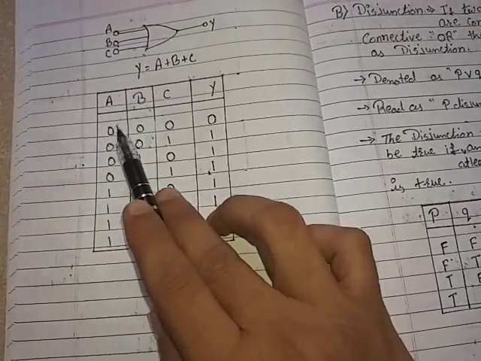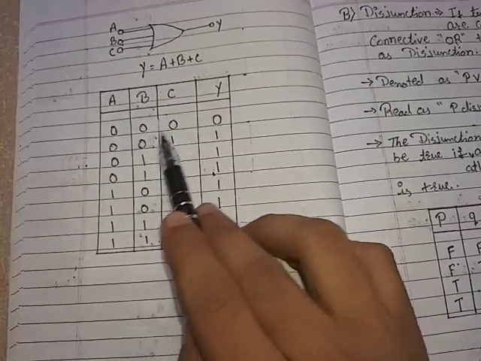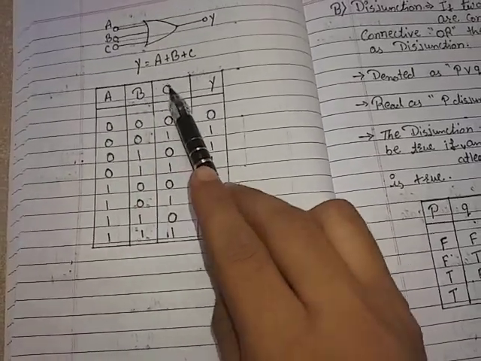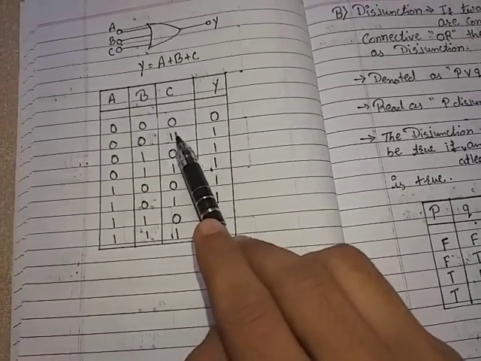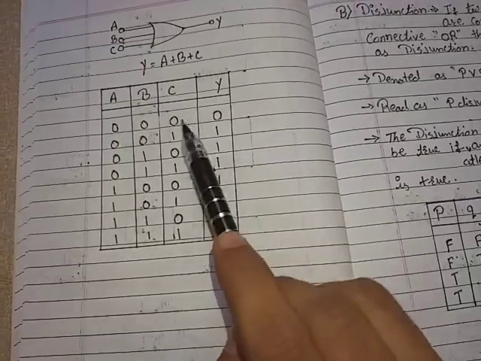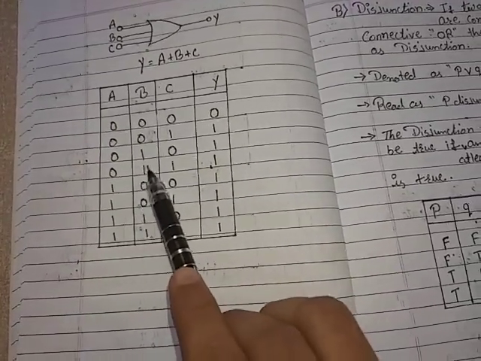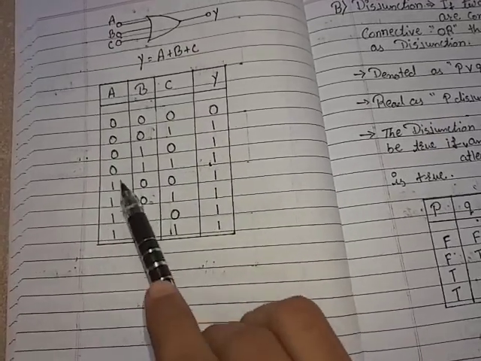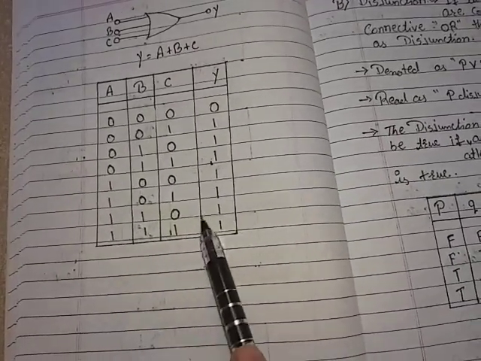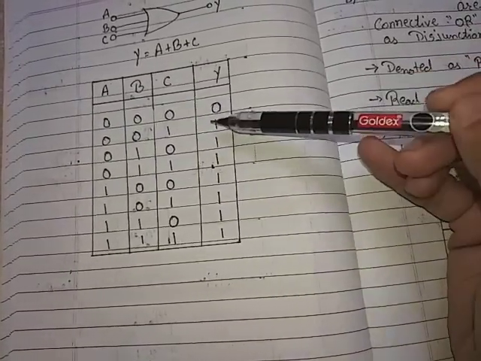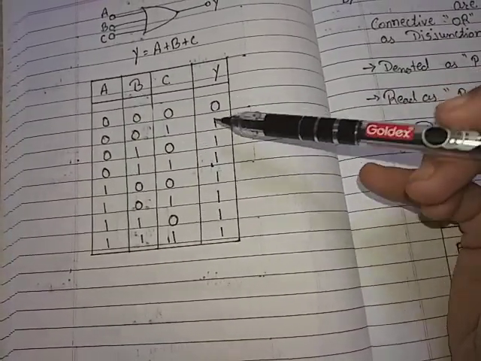So when A is 0, B is 0, C is 0, all the inputs are low, the output will be low. A is 0, B is 0, C is 1. One input is high, output will be high. Look here, one input is high, output is high. Again, here more than one input is high, output is high. So if any one input is high, output will be high.